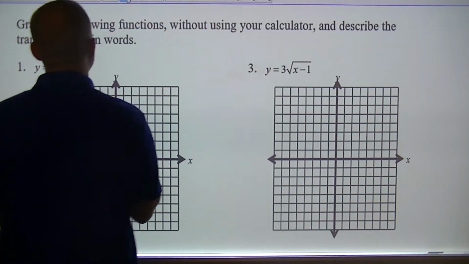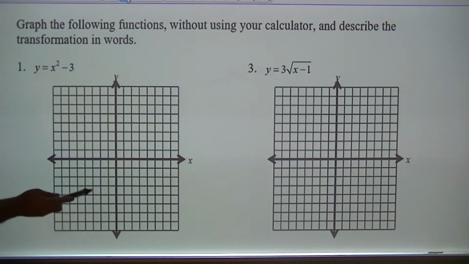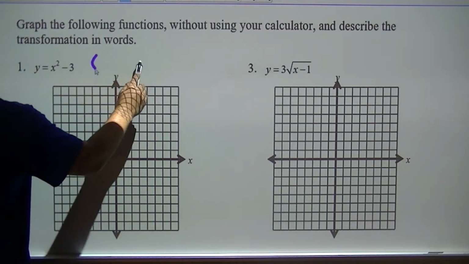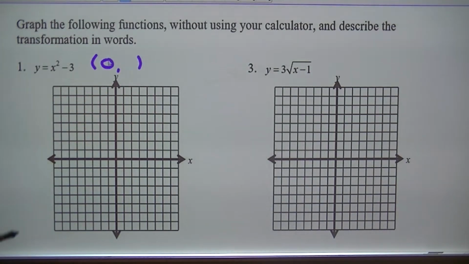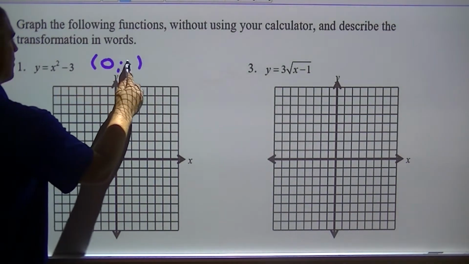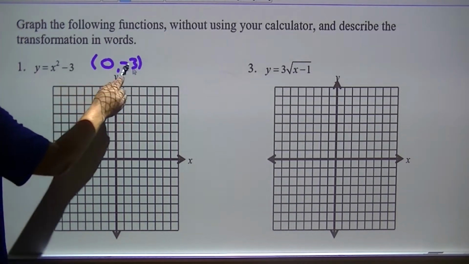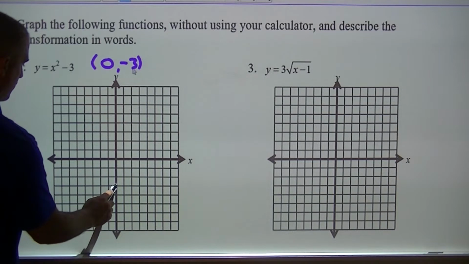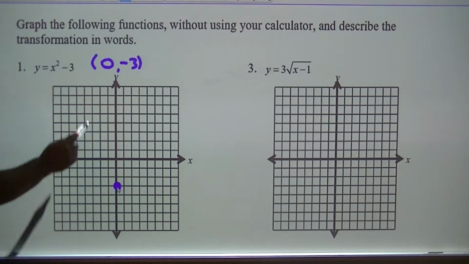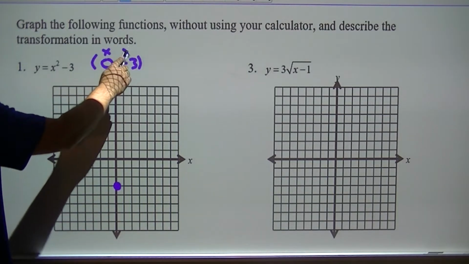Okay? So what I'm going to have here is I start with my anchor point. Since I have no parentheses, I can assume that's going to be a 0 on the inside. I follow that sign. So whatever is here will be here for y. So 0, 1, 2, 3. Remember, this is the x coordinate and this is the y coordinate.